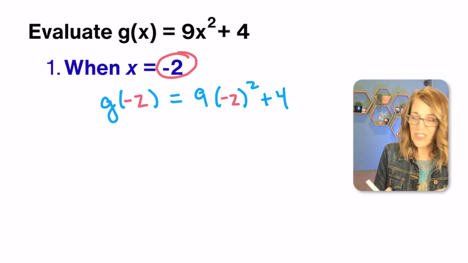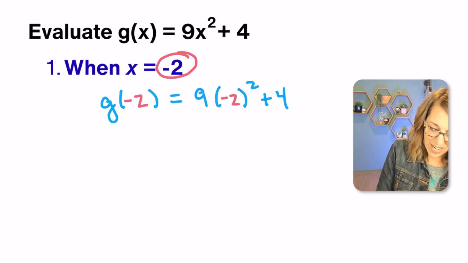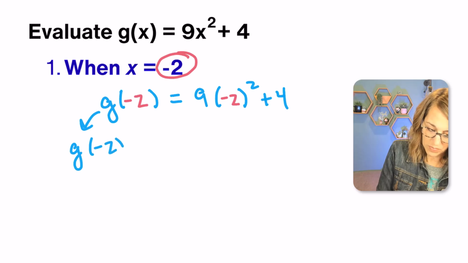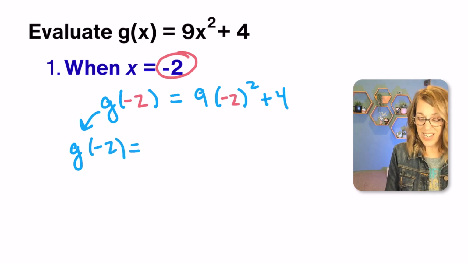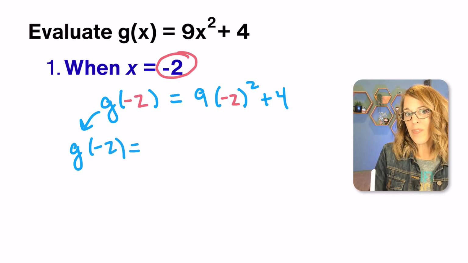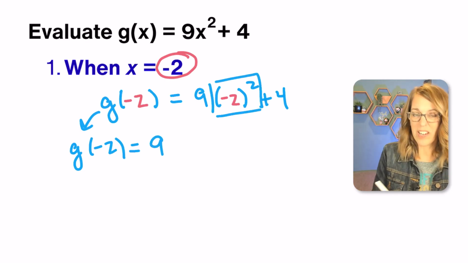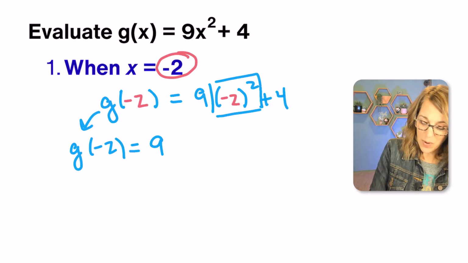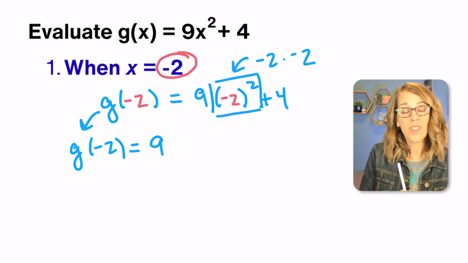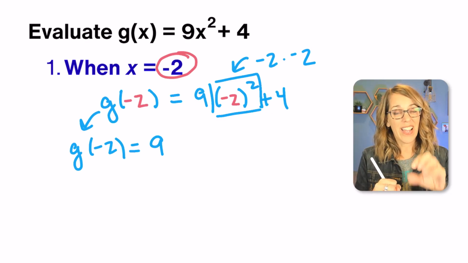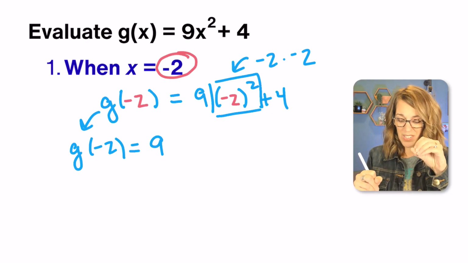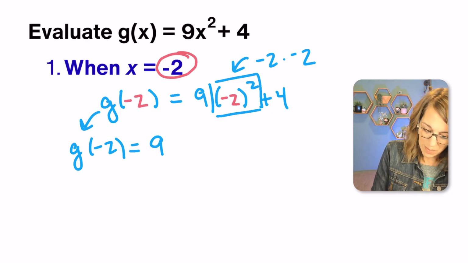Now remember, there's nothing to do on the left-hand side. This is just telling us what we're working with. So I'm going to write that as g of -2, my function evaluated at -2. Let's work through what we've got over here on the right. I can bring that 9 down. And let's do this -2 squared next. Well, that -2 squared is literally a -2 times a -2. Multiplying 2 negatives together, I end up with a positive number. So -2 squared is a positive 4.